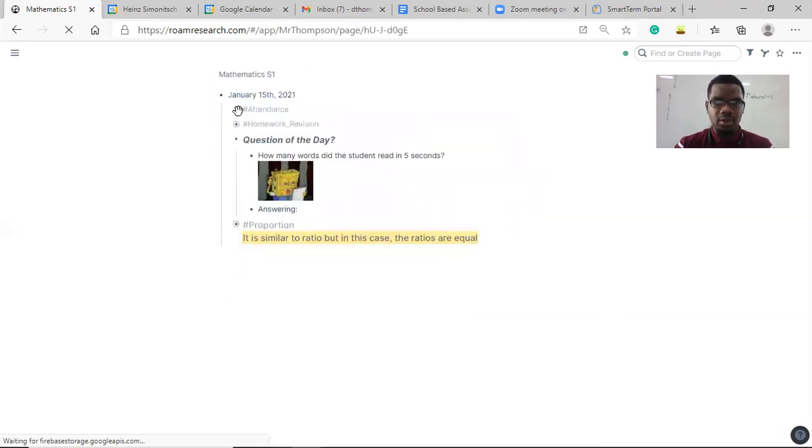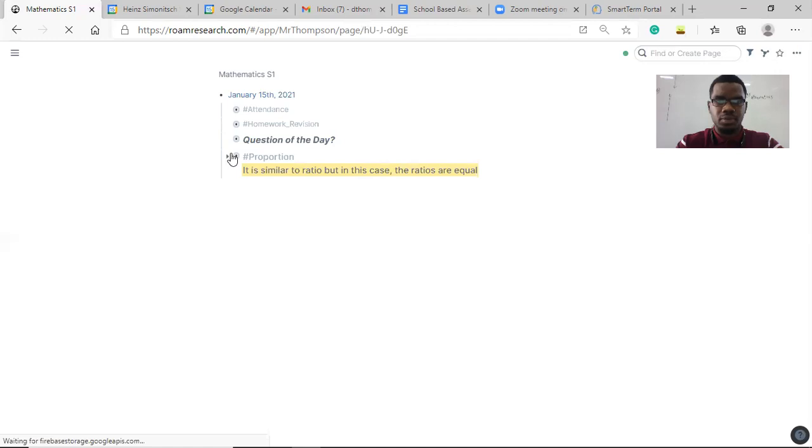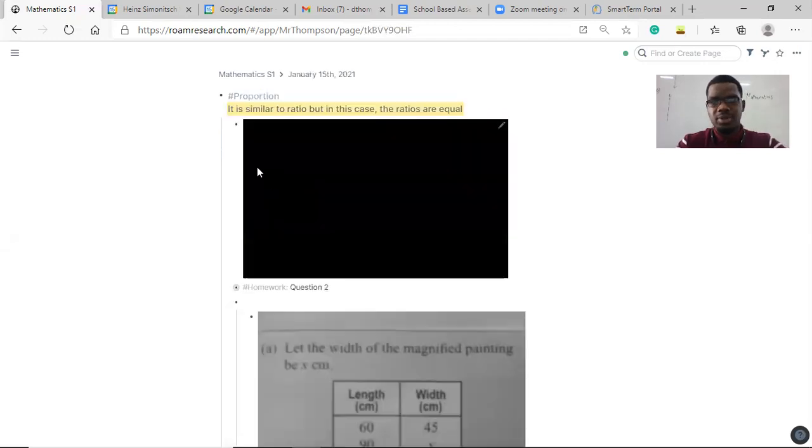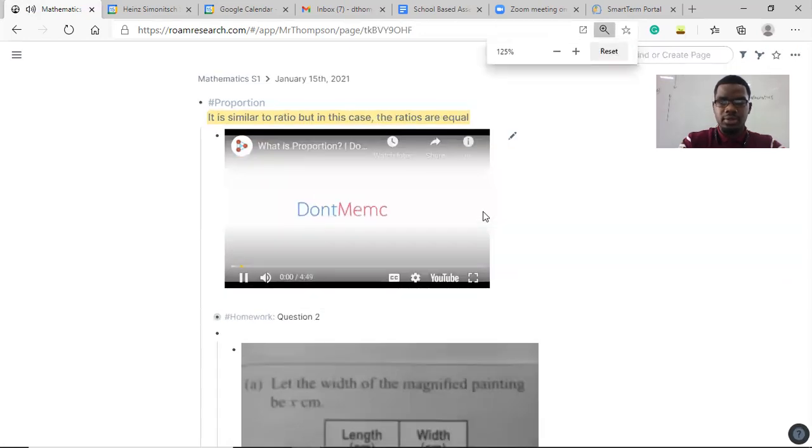There we go. Right. So we did the homework revision. We did how many words spoken in 5 seconds. So SpongeBob knows it is 8 words per 5 seconds. Good job, SpongeBob. All right, let's move on. So proportion. Here we go. So to explain proportion, I'm quickly gonna play this video. Let's zoom in.